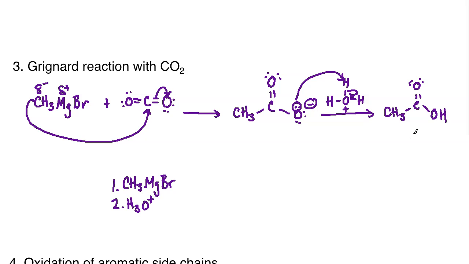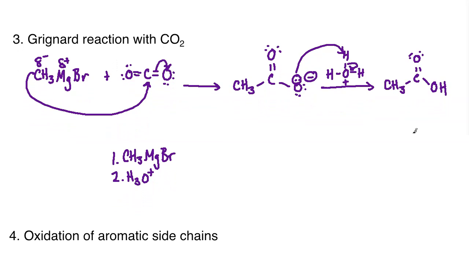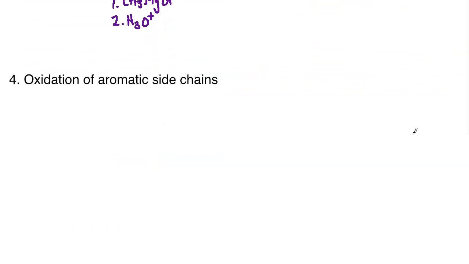And you can do this with any type of Grignard reagent and CO2. So there's a large, versatile number of carboxylic acids that you could build, provided you have the correct Grignard reagent on hand and the CO2 available to react it with. Okay. Now I saved this one for last because it's highly specific.